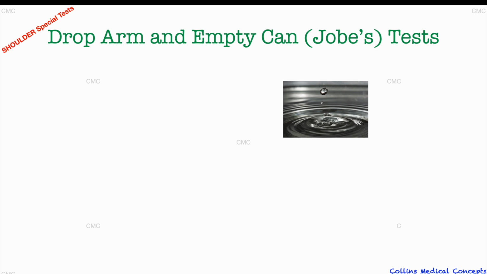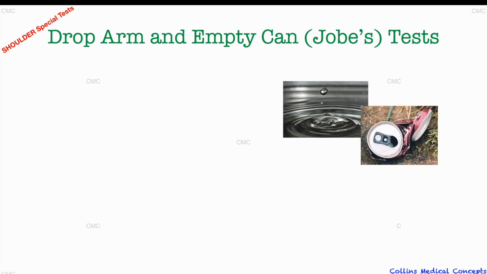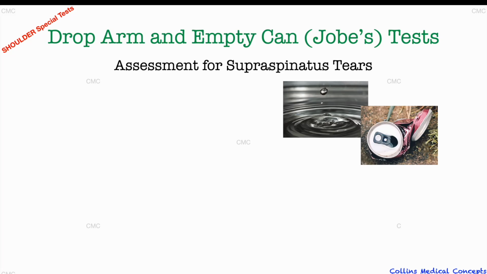In this examination video we are going to take a look at two helpful special tests that are used in the assessment of shoulder pain, the drop arm test and the empty can test, also known as the Jobe's test. When used together, these two special tests can be super helpful in identifying tears in the supraspinatus muscle, which is the most commonly affected muscle in rotator cuff injuries.